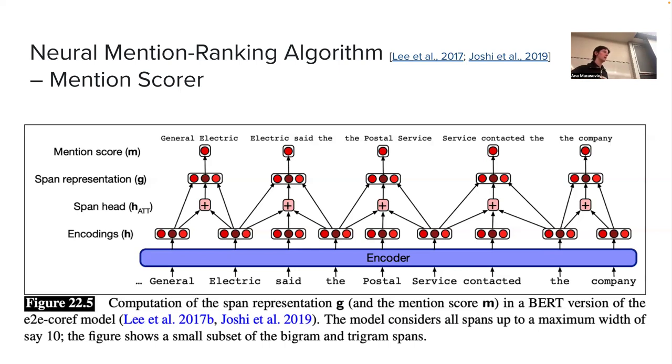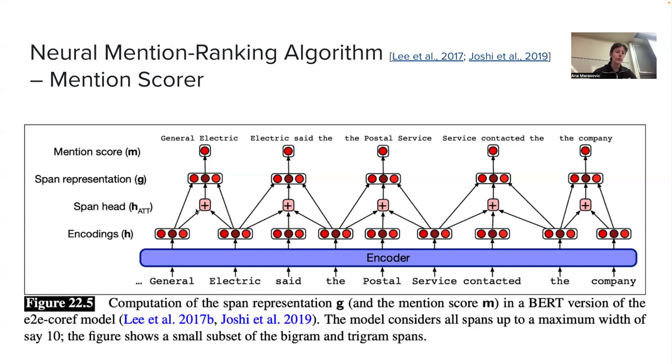So let's go over this a little bit slowly, but just remember that in these visualizations, potential mentions are only bigrams or trigrams, but in actual implementation, it can be up to 10-grams. It's just very hard to visualize how we could combine representations up to that length. So here we have a representation of General, and let's say that's the contextualized representation we get from the final layer of the transformer encoder. And we have a representation of Electric. Here we are going to learn the span representation for General Electric by combining the representation of General and the representation of Electric.